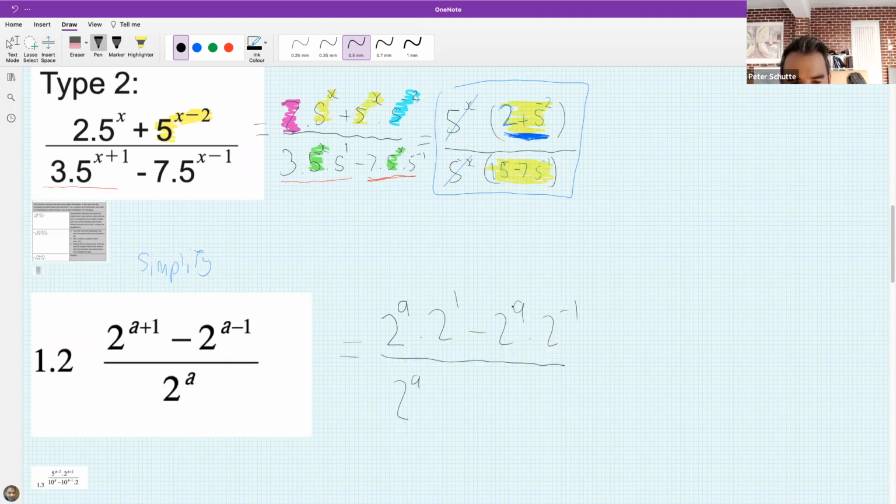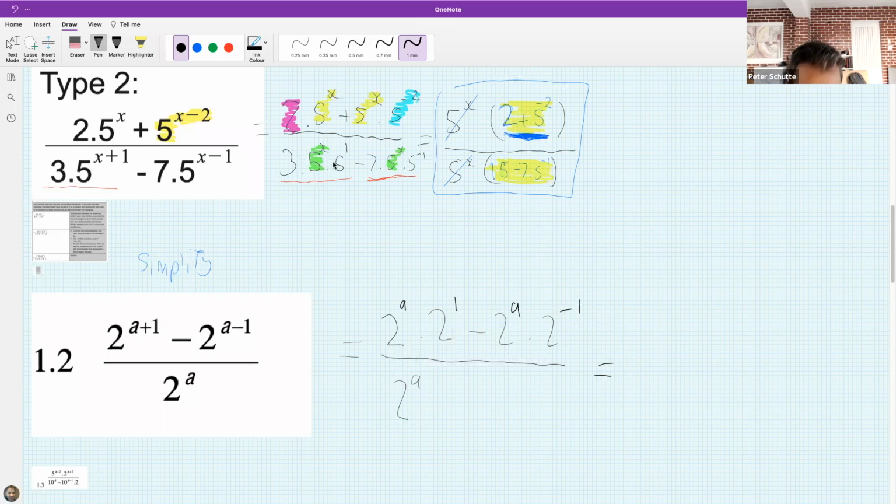Now, if I do that, and maybe I should even, I'm a bit zoomed out and my things aren't quite thick enough here. So let's make this a bit clearer. Try and see if you can get to the final answer, but you get 2 to the a times 2 to the 1. And here we get 2 to the a times 2 to the minus 1.